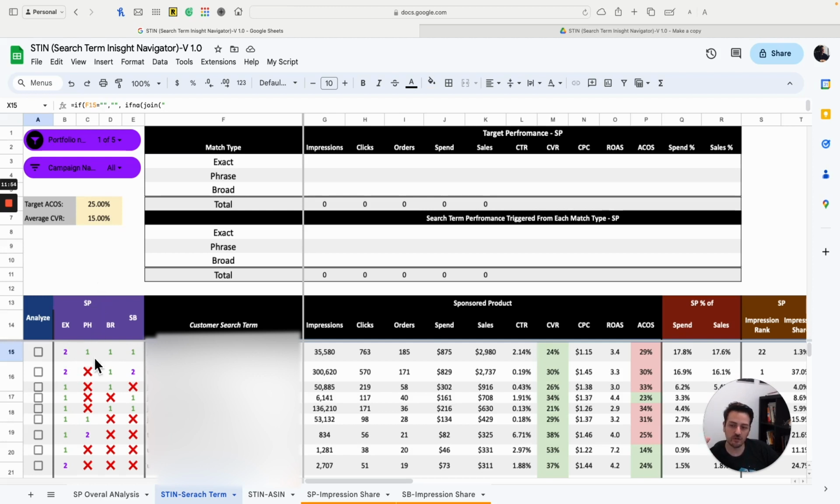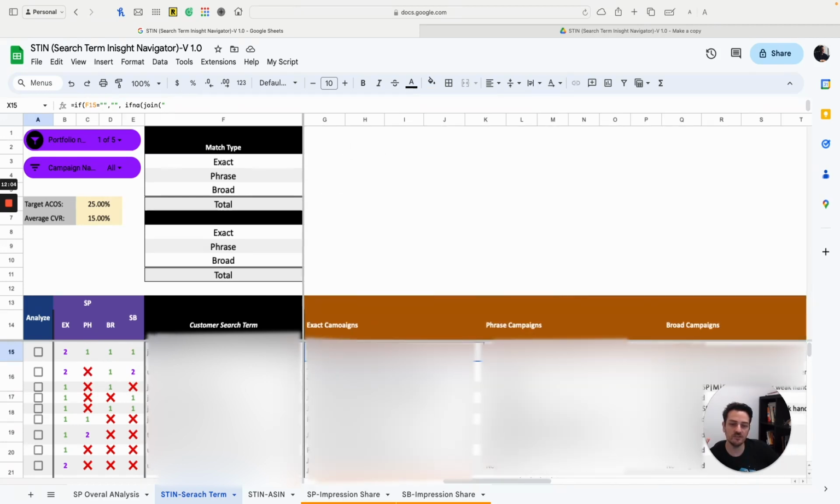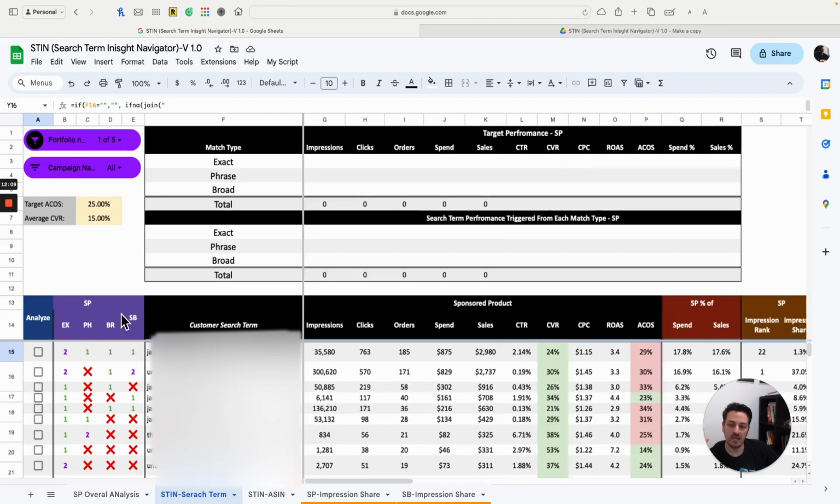In phrase, we are targeting this. In broad, we are targeting. In sponsored brand, we are targeting. Or here you can see that this second term, we are not targeting in phrase. And if you go to the phrase, you will see it also says, at campaign level, not targeted. And in sponsored brand, we are targeting twice. It could be fine in sponsored brand.